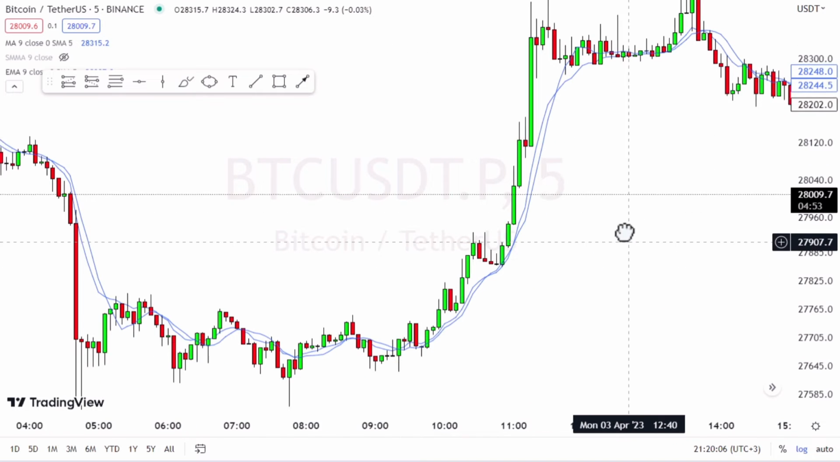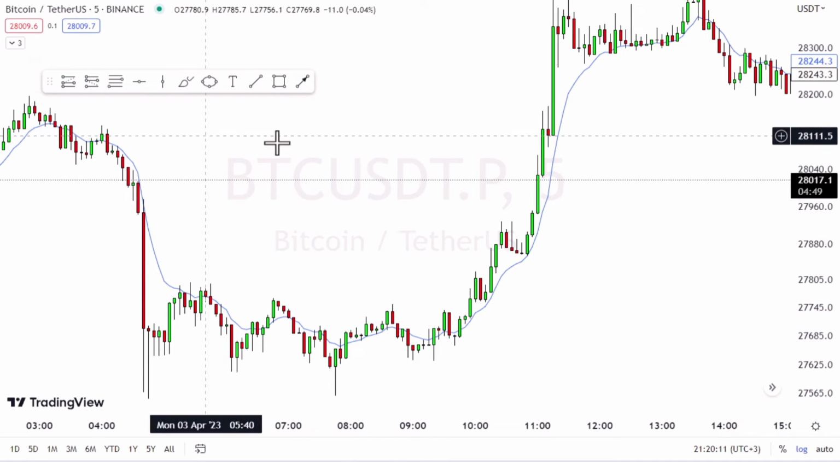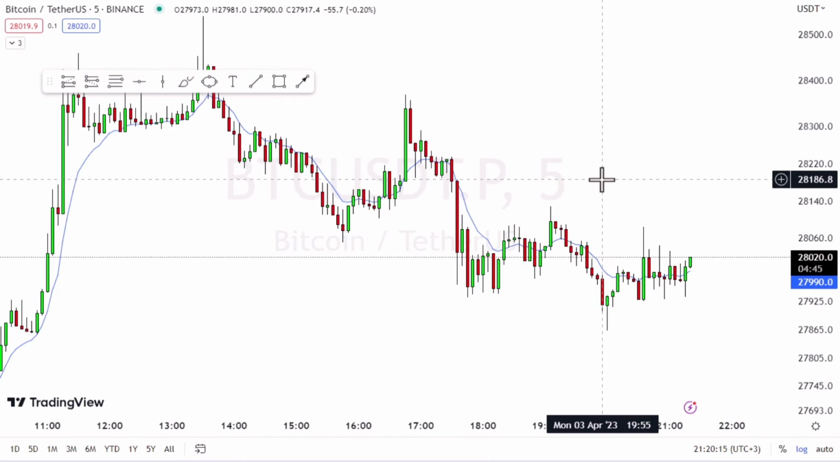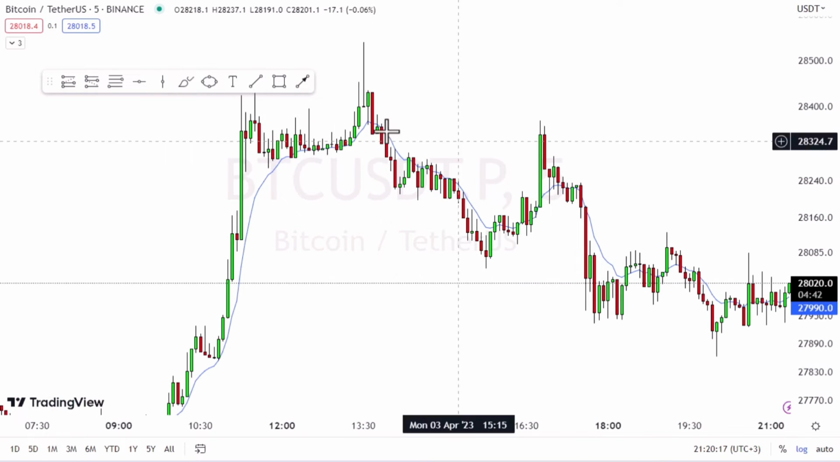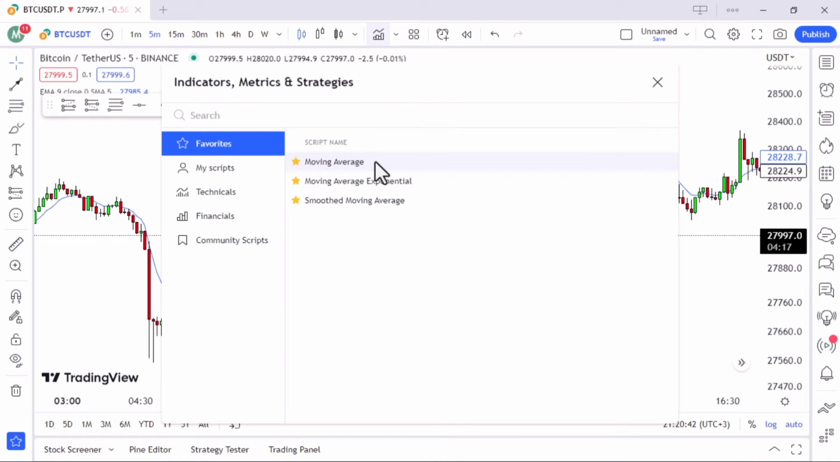But how do they really work? We need to know all about crossovers. In the classic trading era, we had a time when people used to trade only with EMAs. So let me bring another EMA to the chart. How to do that? You can just simply search for EMA and add another one.